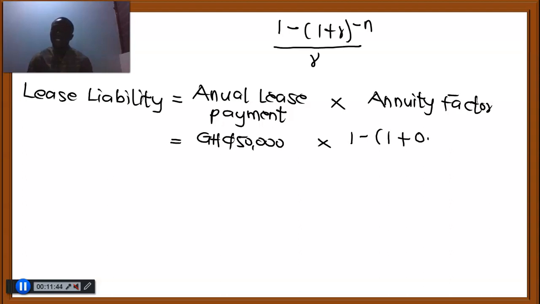So that is 0.05. And we are told lease payments are made in arrears, that is at the end of the year. This means that at the commencement date, which is 1st January, City Limited hadn't made any payment, so it has 5 lease payments to make in future because the lease term is 5 years. So you raise it to the power of -5. Then you divide it by r. r is 0.05.